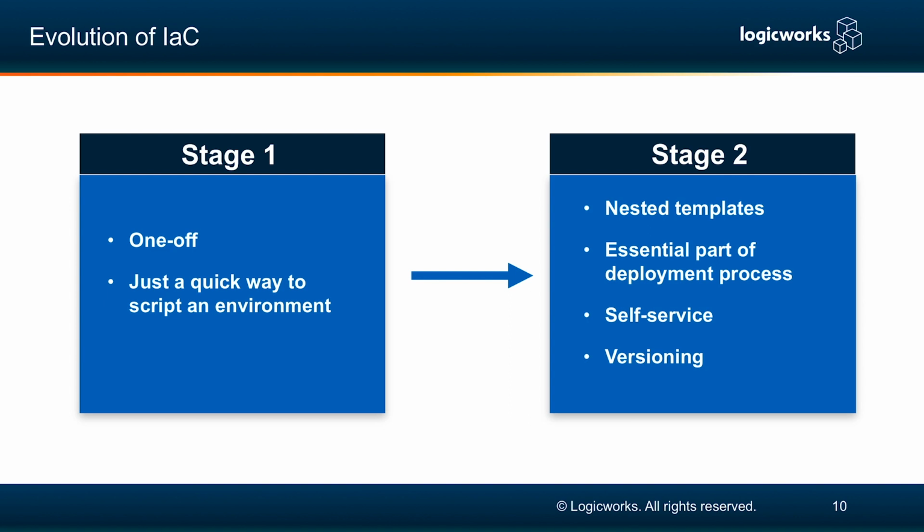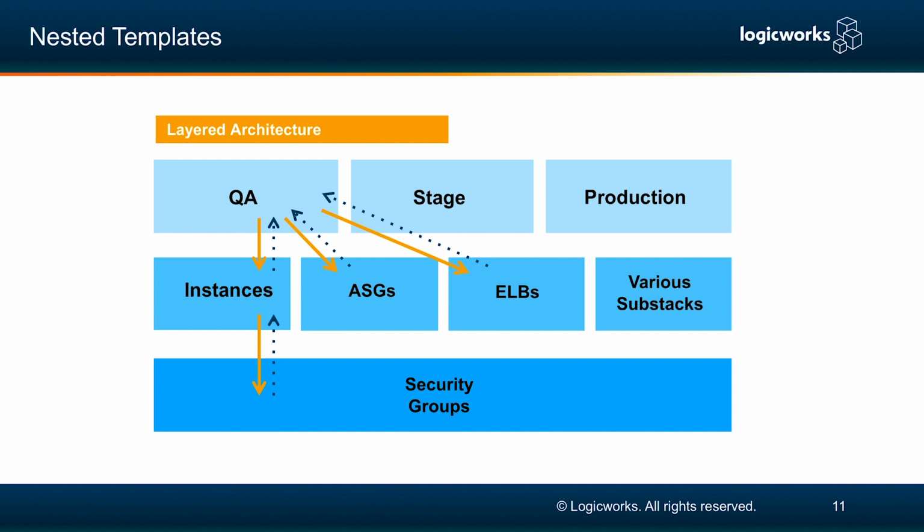It's important to understand the evolution of IaC. In stage 1, IaC tools were meant to be a one-off solution that was a quick way to script an environment. Later iterations turned this into an essential part of any deployment process, and that really starts off with the use of nested templates. Nested templates are nothing new. They've been around for a long time, but when integrating this with Service Catalog, we really get to use them to their full extent to create a more intricate solution.